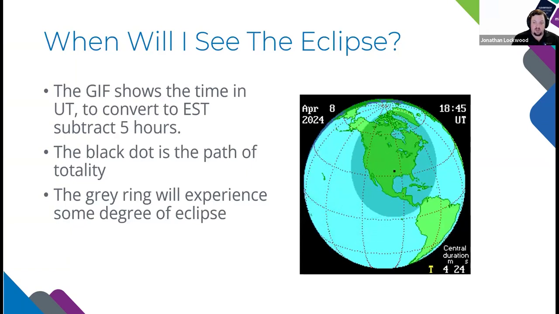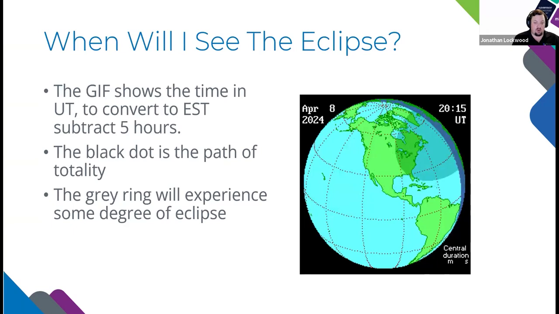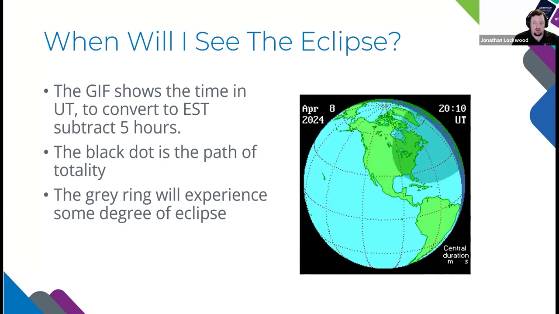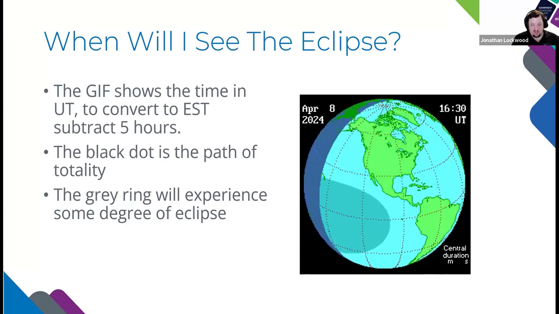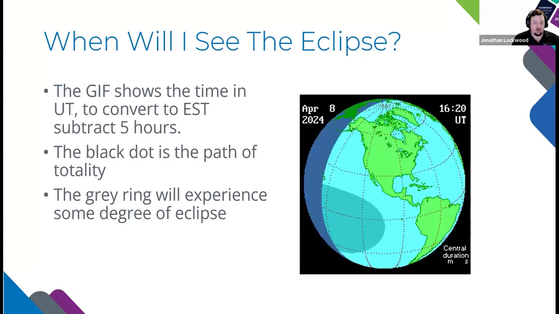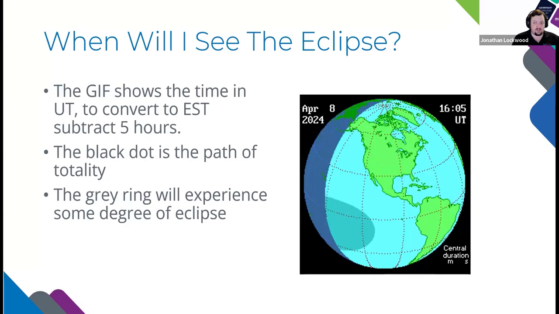So when you will see it, it's going to be a different time for everybody depending on where you're at. The eclipse, while the maximum or the most coverage that you'll see will only last for about 4 minutes. So if you are outside of that path, the time it lasts is going to be a little bit less. But for those of you who are in that path of totality, you're going to see just a little over 4 minutes of total eclipse.